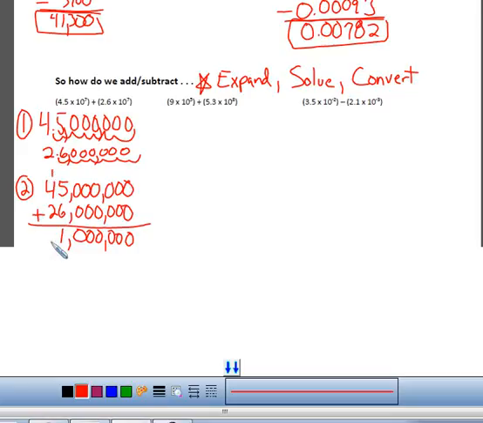Carry the ones. So we end up with 71 million. Now remember step 3, convert it back to scientific notation. So I want my decimal to be here. So I got 7.1 times 10 to the, count your spaces, 1, 2, 3, 4, 5, 6, 7, 7th power. There's your final answer. Alright, I want you to try the next one on your own.